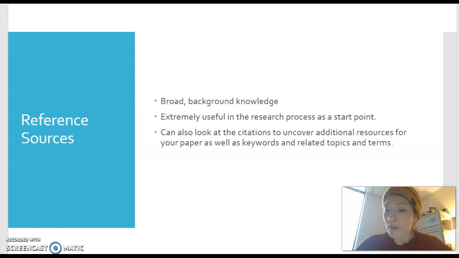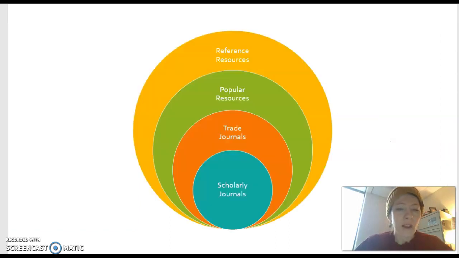So I would never say never use Wikipedia. In fact, I use Wikipedia all the time. I would say never end with Wikipedia. Only start there. So that's how reference resources can be really useful to us in the research process.